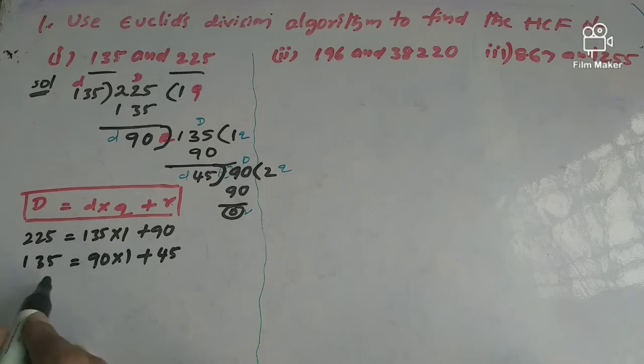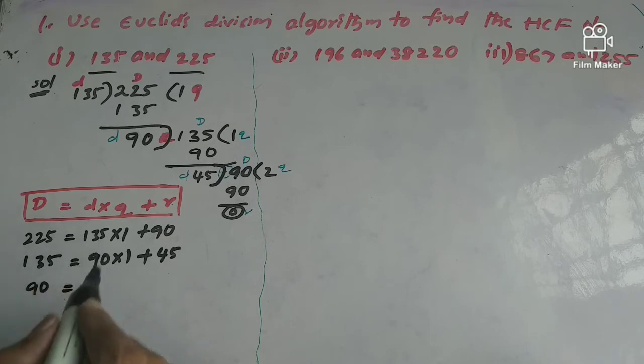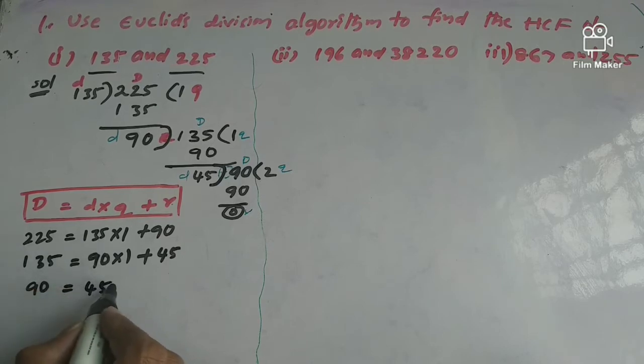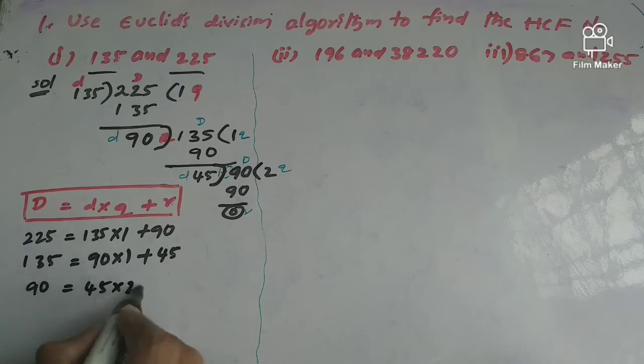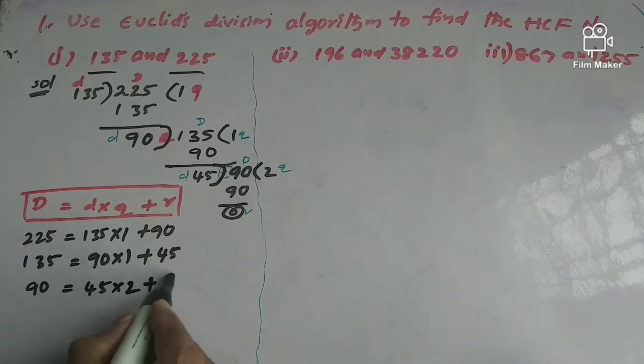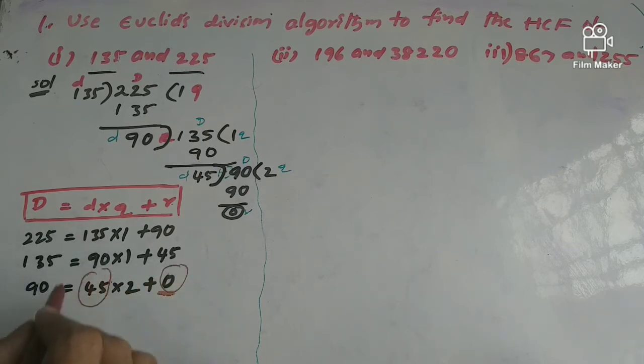Now I am writing here dividend 90 is equal to divisor 45 into quotient 2 plus remainder 0. So this will continue until we get the remainder 0. In the first particular step where you get the remainder 0, that divisor is the HCF of the given two numbers.